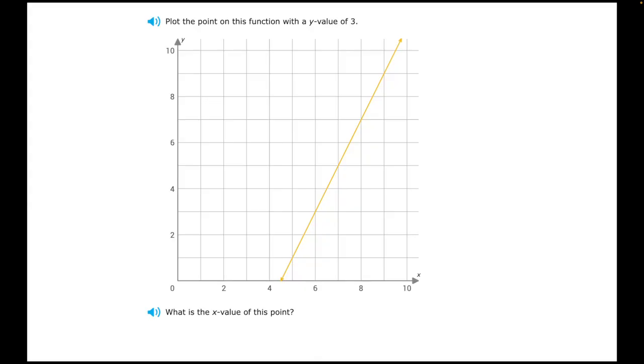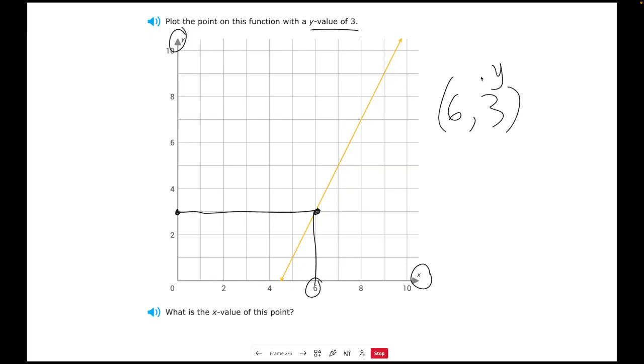Okay. So here's a problem. It says plot the point on this function with a y value of 3. So we should be familiar with when they say y values, right? This is the y-axis. This is my x-axis. So a y value of 3. Let's track over to where does it hit the line? And the answer is 6. All right? So another way of thinking this, remember, we can think of this as a coordinate. This is 6, 3, right? And the problem asked us, when the y value is 3, what is the x? Okay, and the answer is 6.